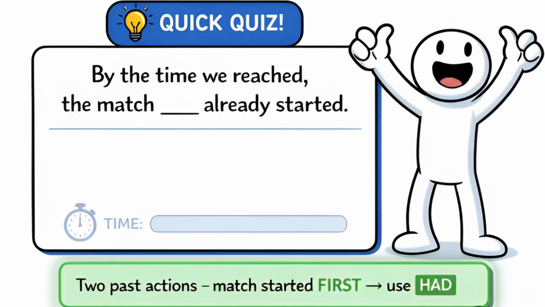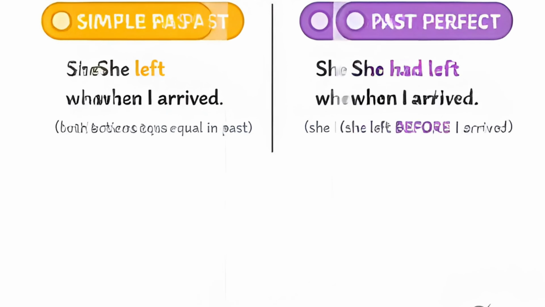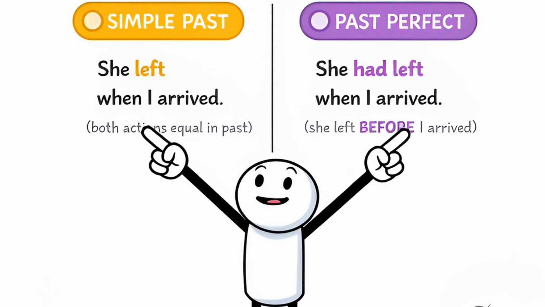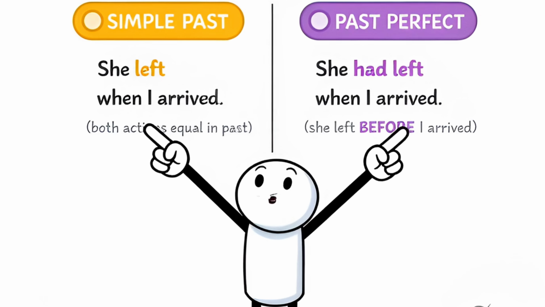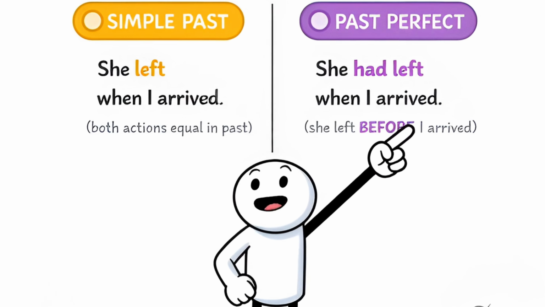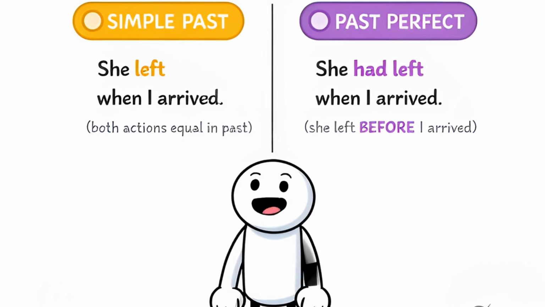Well done. Quick comparison. She left when I arrived. Both actions happened together in the past. She had left before I arrived. She left before I arrived.